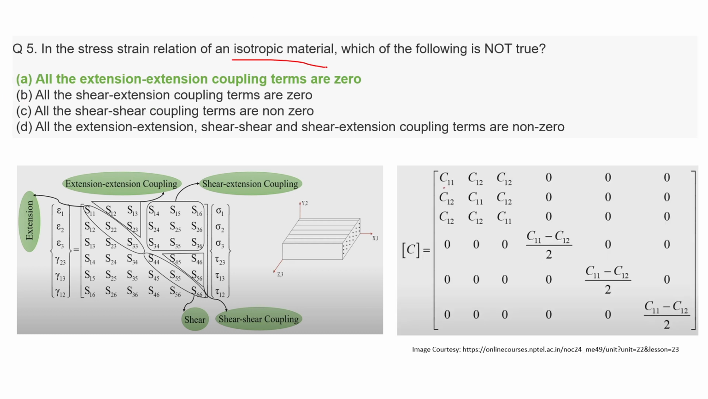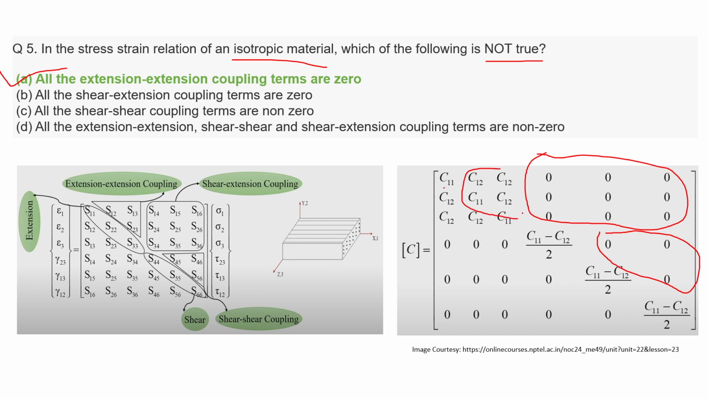Similarly, for isotropic material, you can see the shear extension coupling terms are 0, and the shear coupling terms are also 0. So here we have to find which of the following is not true. The first option says that all the extension coupling terms are 0. Extension coupling terms are this one. These are non-zero. So this option is the incorrect one. That will be our answer.